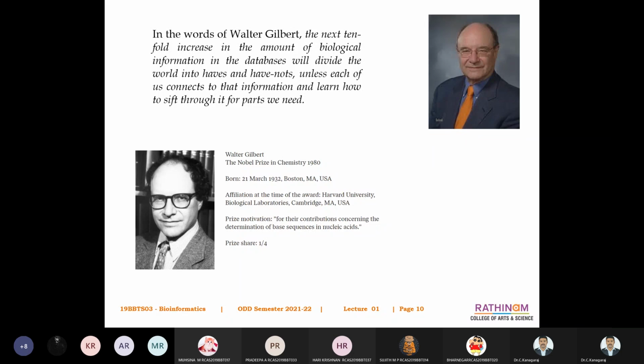So after that only, people found the polymerase chain reaction. After the invention of the sequencing of nucleotides, people identified the instrument we call the thermocycler. So Walter Gilbert.